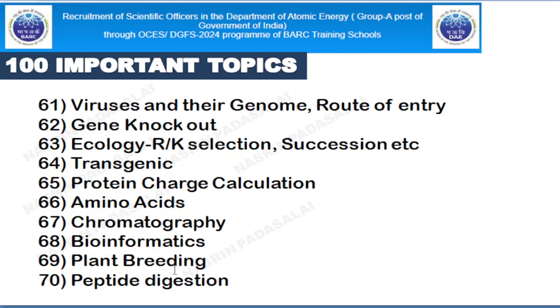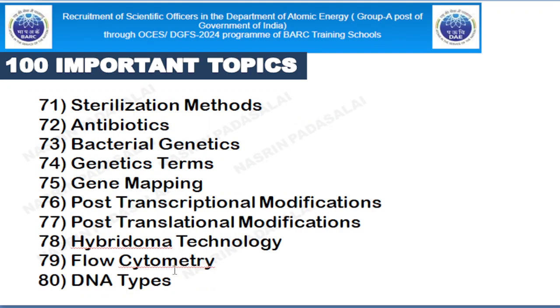Next is peptide digestion: exopeptidase, endopeptidase, carboxypeptidase, aminopeptidase, where they are cutting, whether it is at the N terminal or the C terminal. Next is sterilization methods in microbiology. Next is antibiotic, antibacterial drugs, antiviral drugs, and antifungal drugs. Next is bacterial genetics: transformation, transduction, and conjugation, all those things. F plasmid, Hfr plasmid, what is the difference between F and F dash plasmid, all those things.